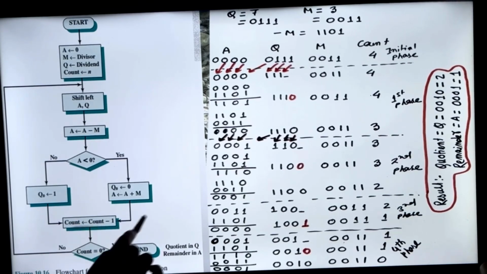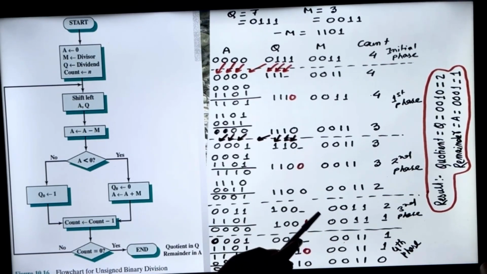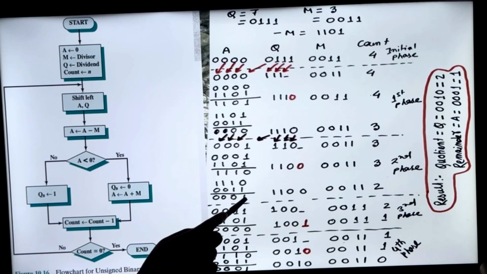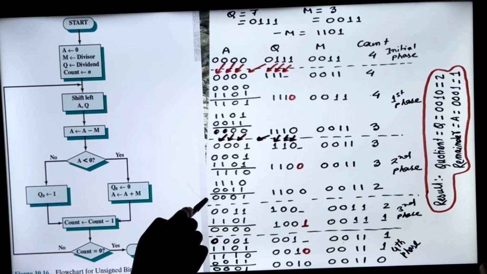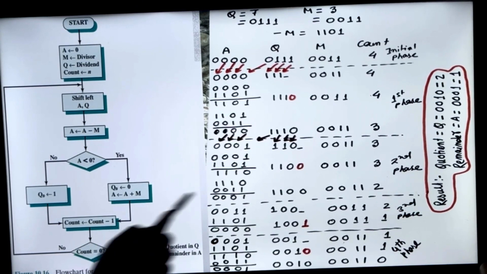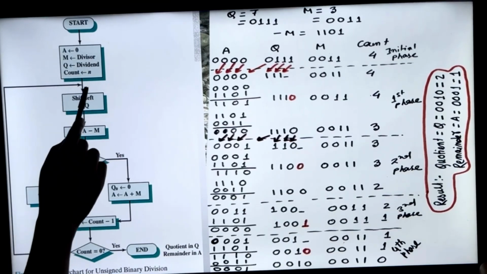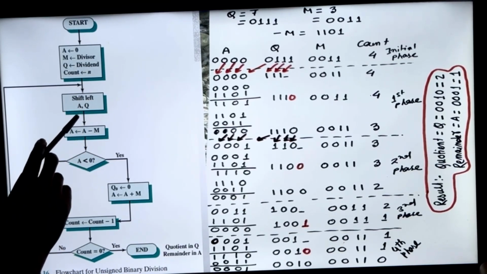And count equals count minus 1. So I have 2 here. So here also I am getting the previous A only. Check it. 0, 0, 0, 1 I am getting. So previously I had 0, 0, 0, 1 here also. So I am restoring it back. That's why this method is restoring. So is my count 0? No, this is 2. So go back to this step again and do the left shifting.